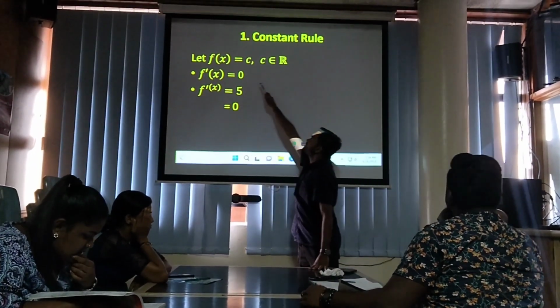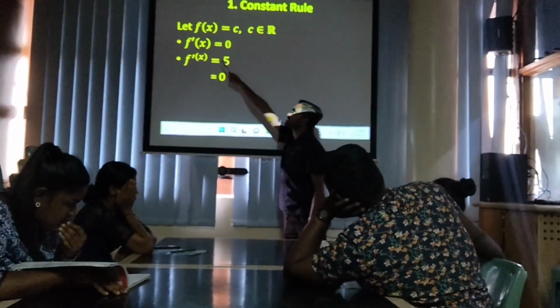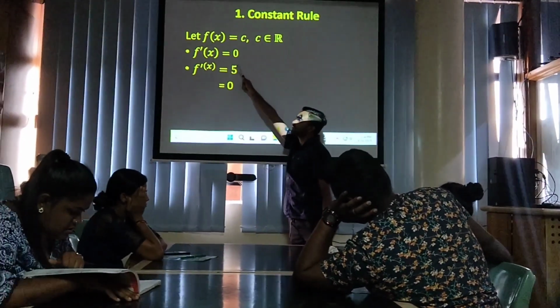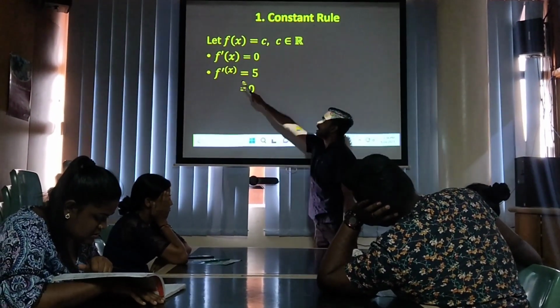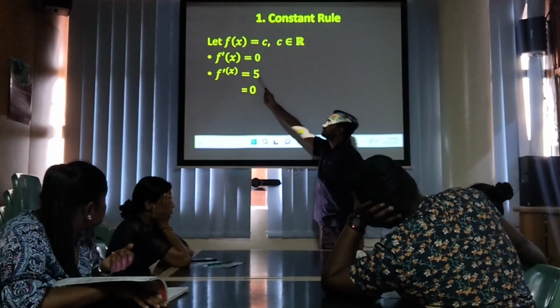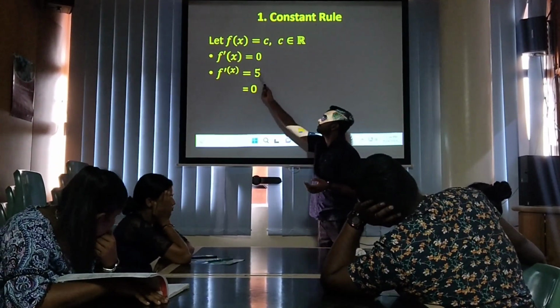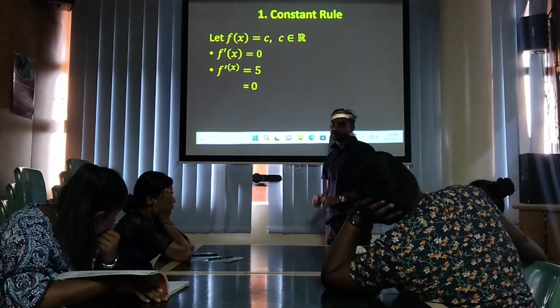Our function is c, and c is an element of real numbers, right? Our f dash is equal to 0, right? That's a prime number. So our question is f dash of 5. When we differentiate 5, we're going to get 0. It's something simple. Any constant will automatically give us 0, right?